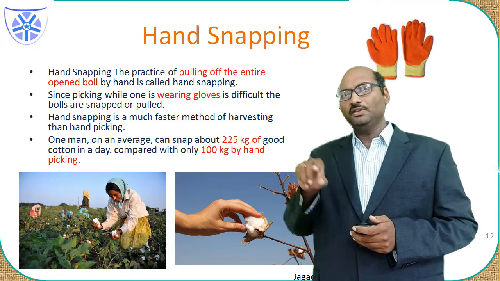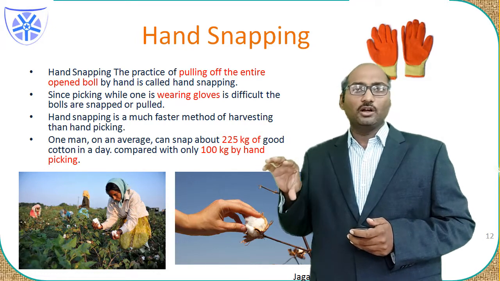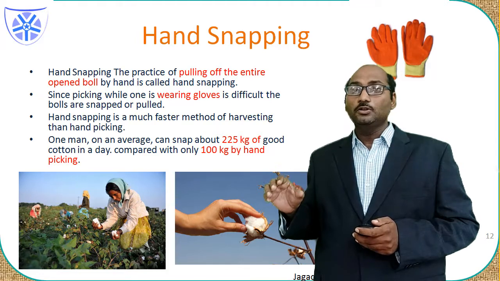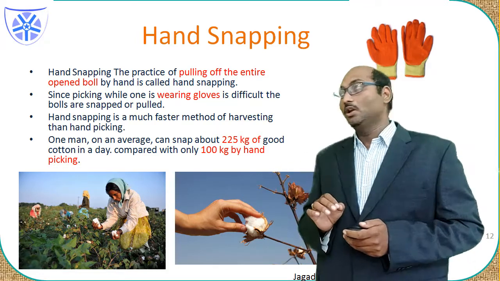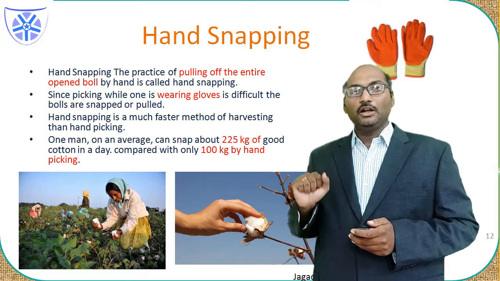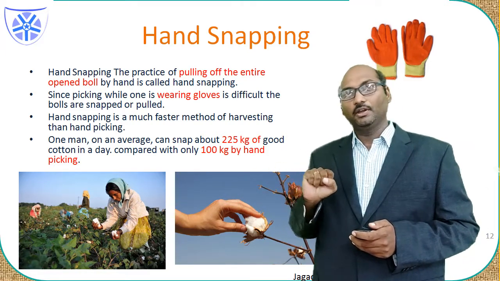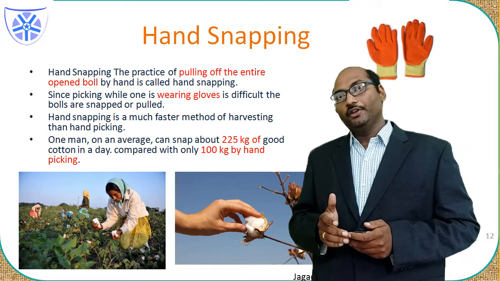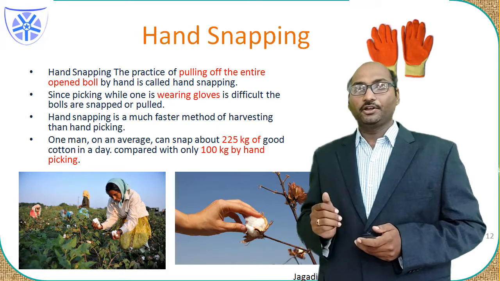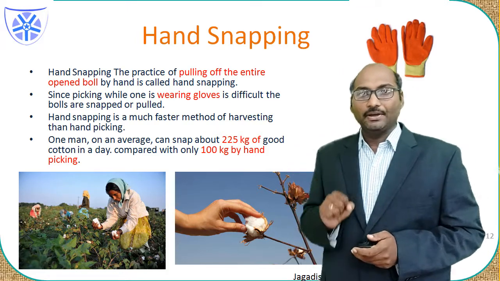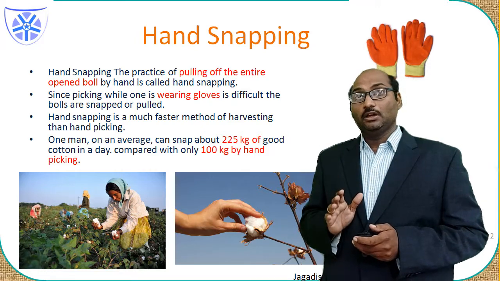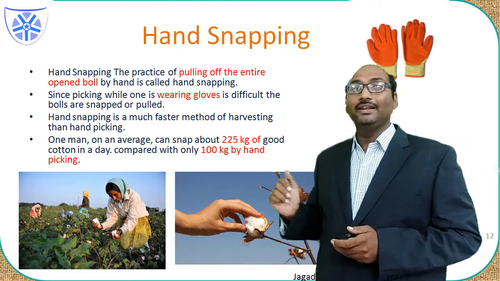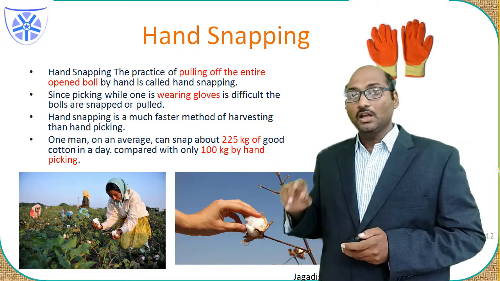Sometimes in this, what happens is mostly matured bolls will be there, but there is also a small chance of immature bolls coming along. In this, gloves will be used and you keep on plucking. The only thing is that the productivity will be higher. They may snap around 225 kg of good cotton in a day, while comparing this, only 100 kg is possible with hand picking.